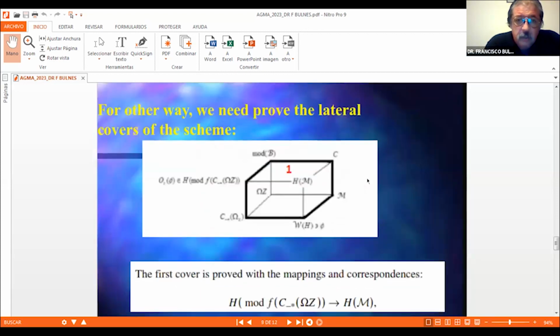For the other way, we need to prove the lateral covers of the scheme. And the first cover is marked by this number 1 in red, and the first cover is proved with the mappings and correspondence. This correspondence was mentioned before as a fundamental tool, and is proved this rectangle.